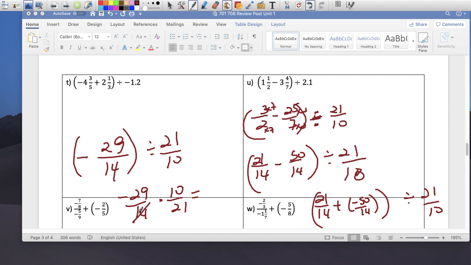Right, now I can divide this by 2. 7 divided by 2 is 5. 7 times 21 is 147. 5 times that's 45 goes 4. Negative 145 over 147.